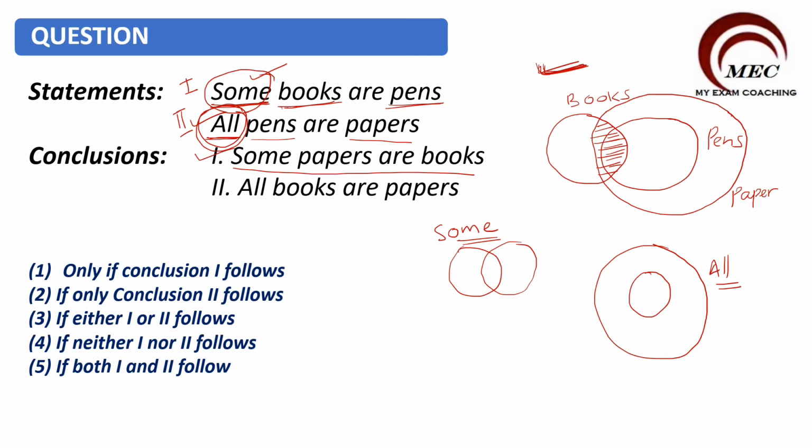All books are papers. All books come under paper. No, this part is not coming under paper. So all books are not paper. So conclusion 2 is wrong. So what we got: the first conclusion is correct and the second is wrong. Only conclusion 1 follows, so we have to mark the option where only conclusion 1 follows. I hope you understood it very clearly.